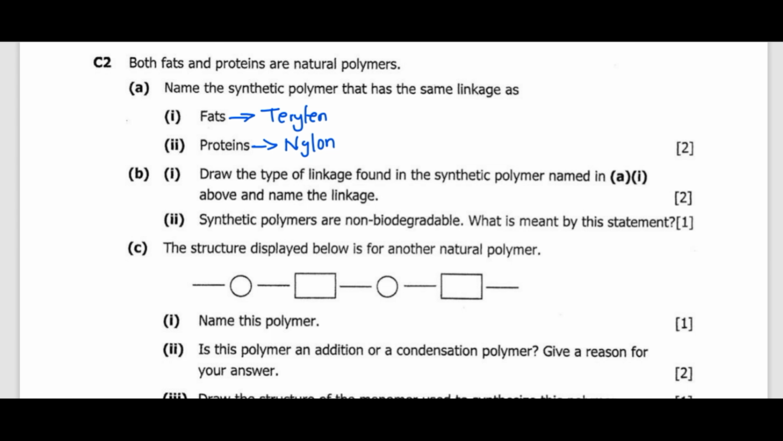Then for B1, draw the type of linkage found in the synthetic polymer named in A1 above and name the linkage. So we are trying to name the linkage found in fats and polyester. So this is the linkage, it's COO. Then the name of this linkage is ester linkage.